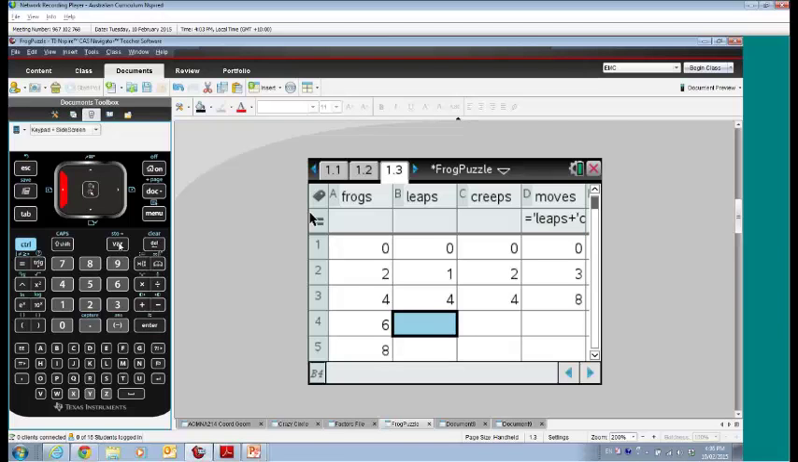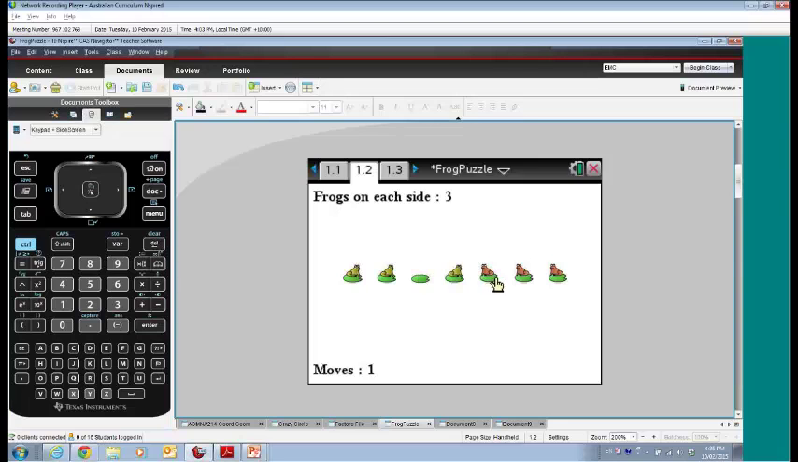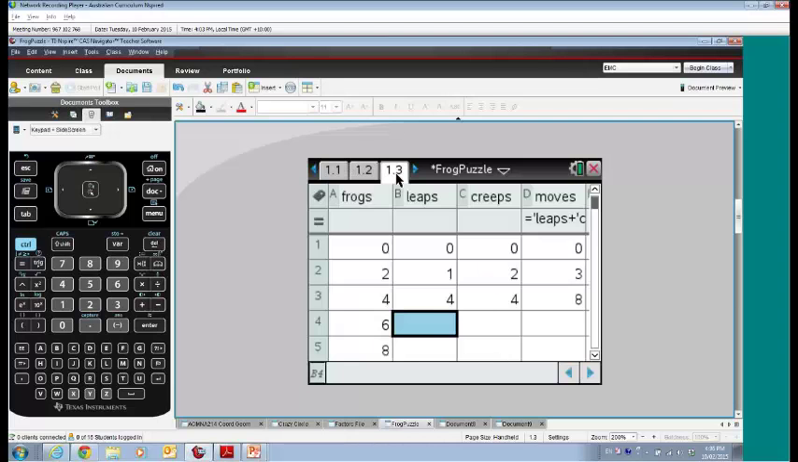But let's have a look when we have 6 frogs in our problem altogether. So we'll go back to our menu, Game, and we'll just increase the number of frogs to 3 on each side. So again, I'll count the number of leaps. So we've got 1, 2, 3, 4, 5, 6, 7, 8, 9. There were 9 leaps in that, and 15 moves altogether. So we had 9 leaps.